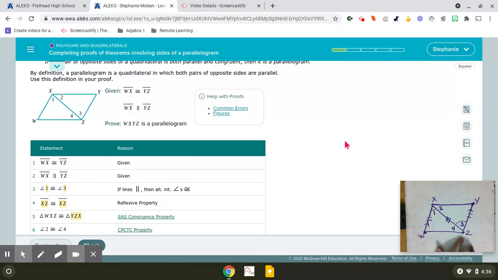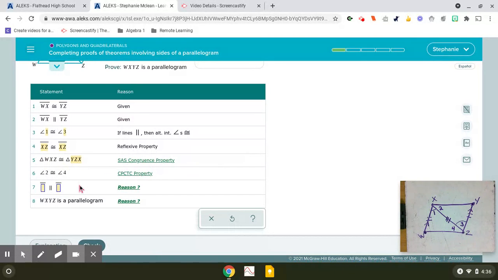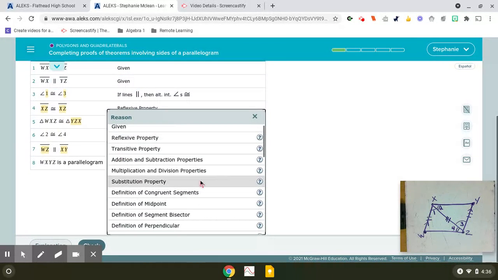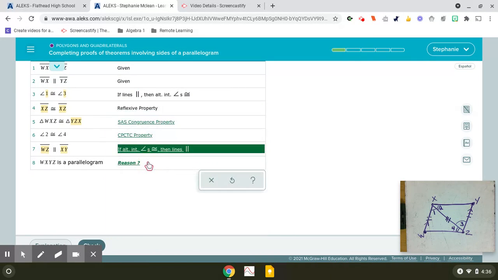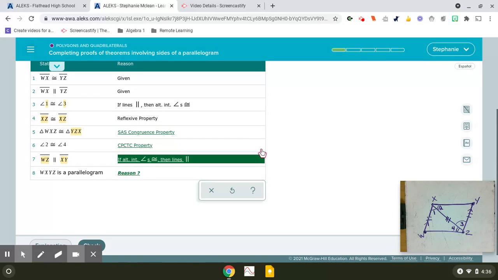Okay? And then we know that WZ is parallel to XY. So we know that WZ is parallel to XY. And this is because these are alternate interior angles here. If alternate interior angles are congruent, then the lines are parallel. So if alternate interior angles are congruent, then lines are parallel.